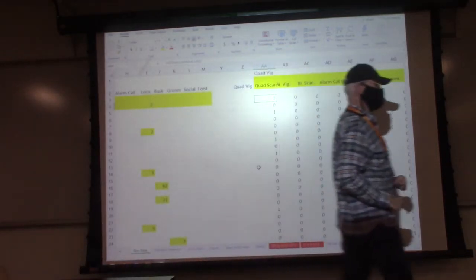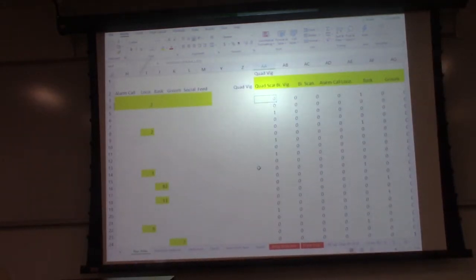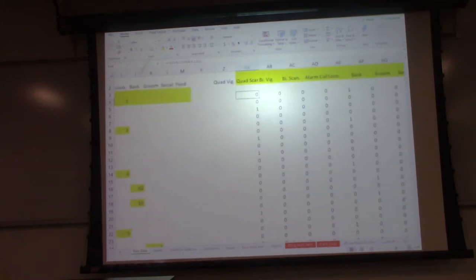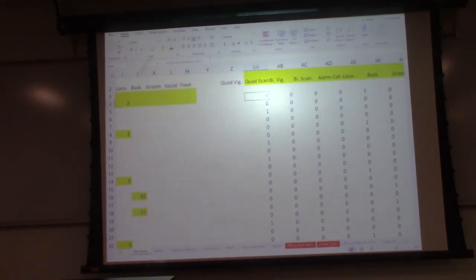Can I make that bigger? Does that top part get bigger if I do that? Probably not. Oops, I just screwed up. Where's my little plus sign? There we go. No, it doesn't get bigger.